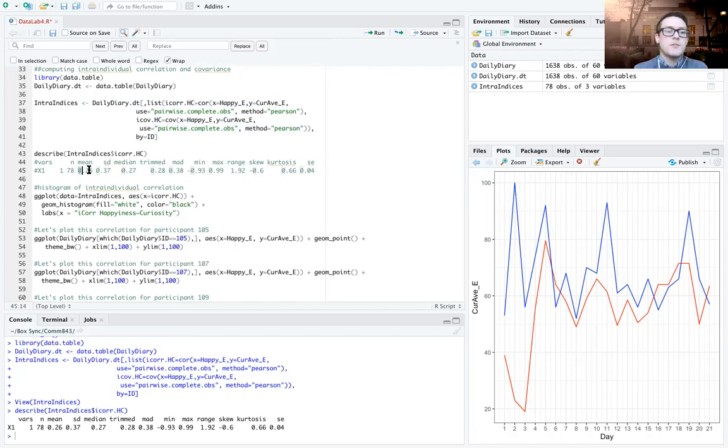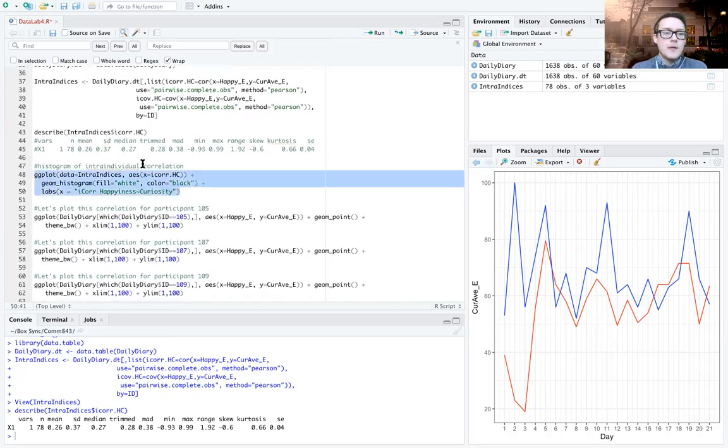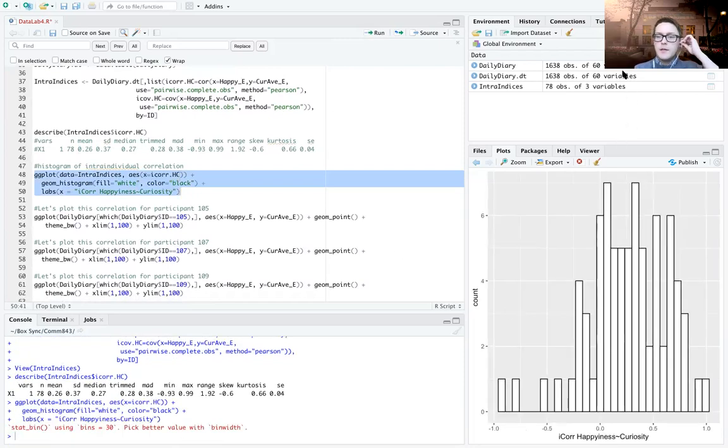So this is the mean. So there's generally a positive association between curiosity and happiness in the sample. So for most people, on days when curiosity is high, happiness is also high. But there's tons of individual differences. The minimum correlation in the sample is -0.9. The maximum is 0.9. And we can get a little bit more sense of the distribution of this intra-individual correlation by doing a histogram. And again, there you see your distribution of this correlation. And here you can see the bounding more explicitly, where it's between -1 and +1.